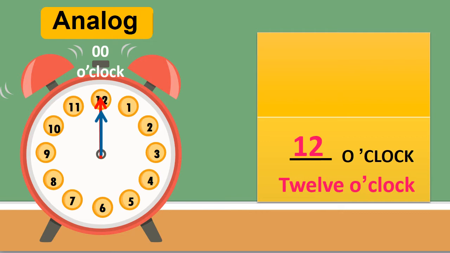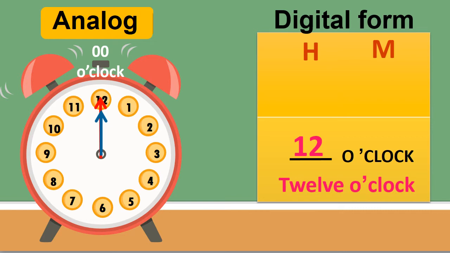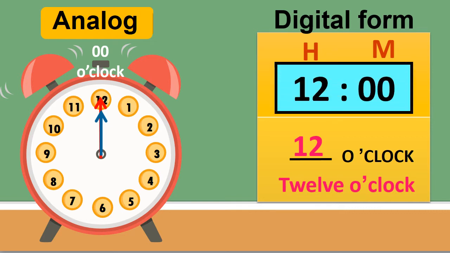Then we have the digital form. The digital form contains hours and minutes. In hours, we write the short hand first. So here, the short hand, in blue, points to 12. So it means 12 for hours. In minutes, we write the long hand. The long hand, in red, points to 12. It means 0, 0. So in digital form, I say 12, 0, 0.